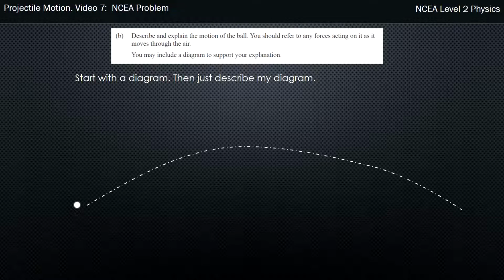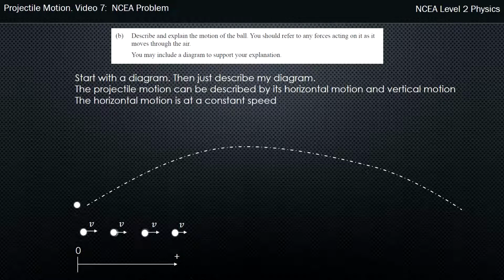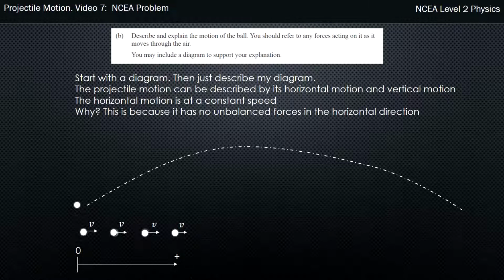So my diagram is a poorly drawn projectile path, and I'm going to write down that I know projectile motion, because this is how we deal with it. It's described in horizontal and vertical motion separately. And here's a motion map for my horizontal motion. It goes along at a steady speed, so I'm going to write that down after I draw my diagram. The horizontal motion's at a constant speed. And why? Well, the reason we know anything goes at a constant speed is there's no unbalanced forces in that direction, in the horizontal direction.